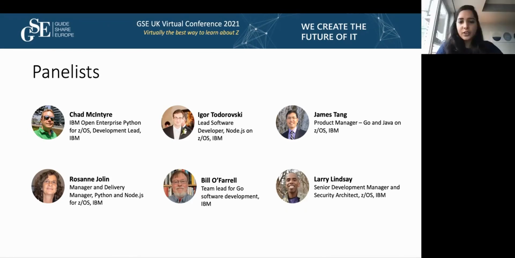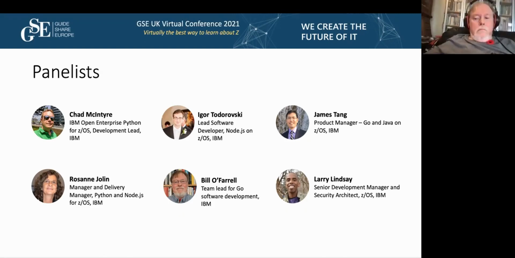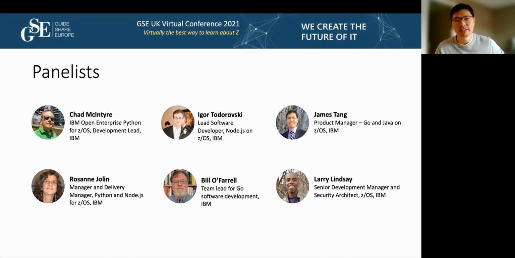Awesome. Thanks, Igor. James, you're next. Hello, everyone. My name is James Tang, and I'm the product manager for Go and Java on z/OS. I'm here to answer any questions you may have with our compilers. And yeah, 21 years at IBM now, and a number of different roles. Came from development, but now into the other side of the house in the business side. So very exciting there too.